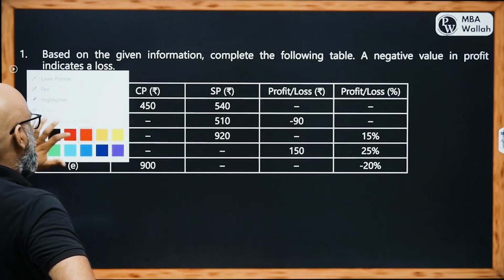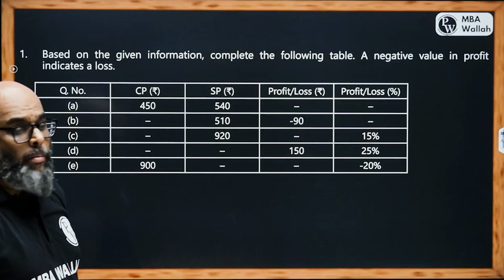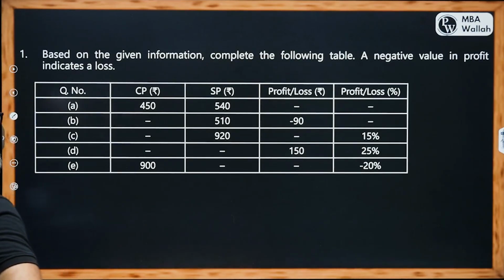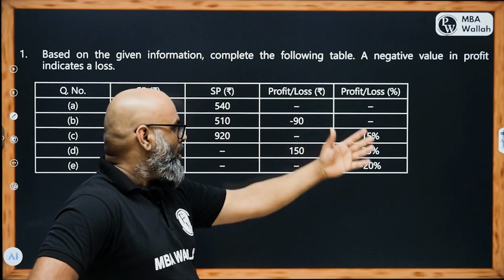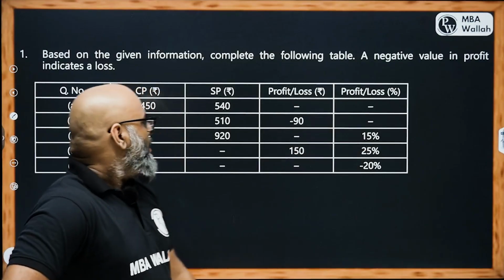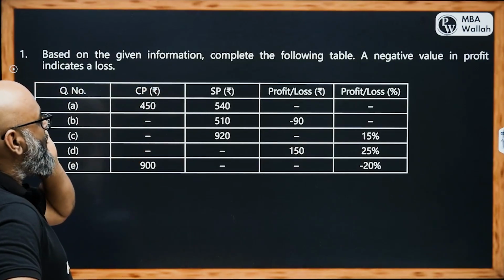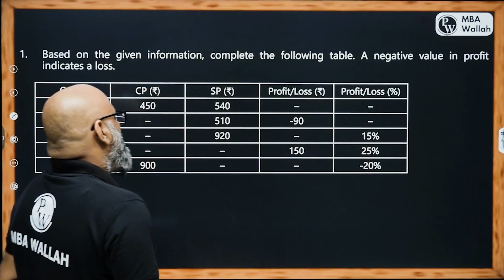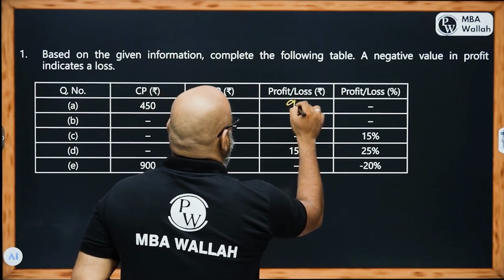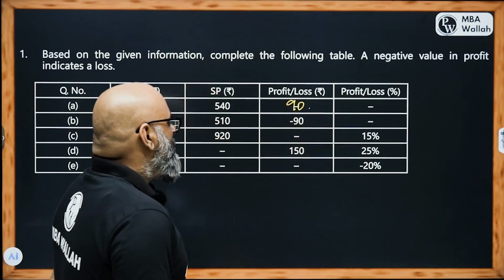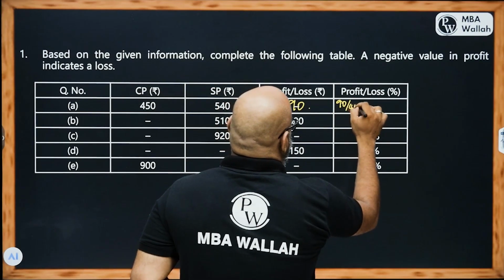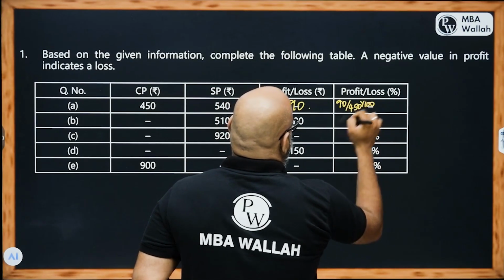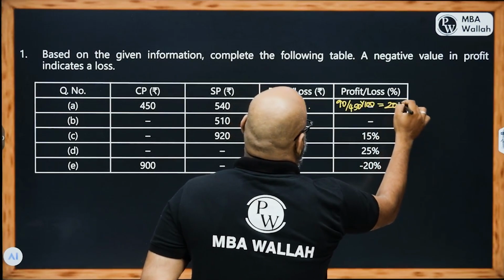So the question says, based on the given information, complete the following table. Negative value in input in profit indicates a loss. So I've been given cost price, selling price, profit or loss percentage, profit or loss in rupees, both. So you see cost price is 450, selling price is 540. So is that a profit? Yes, it's a profit of 90 rupees. Profit percentage will be 90 divided by 450 into 100, 1/5, that's 20%.